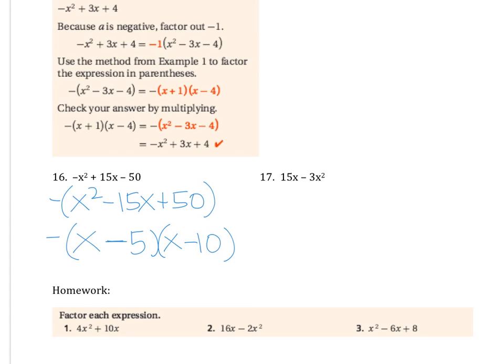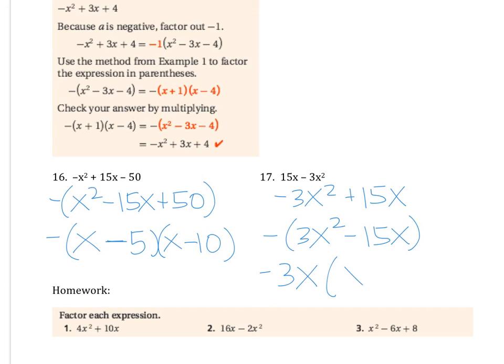And the last one, rearrange it first so that the x squared is first. It's just a nice way to start. Then factor out the negative. Now factor out your GCF, which would be 3x. And you have x minus 5 inside.